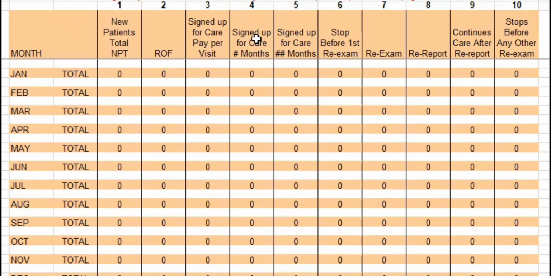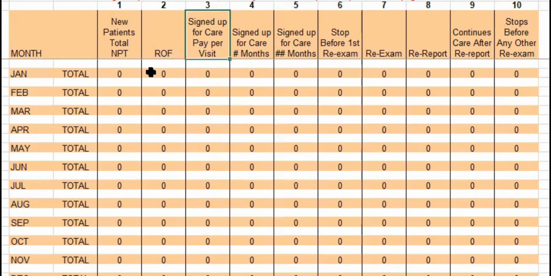Let's imagine you had 10 new patients and you had 10 reported findings. Okay, good. So they're coming back to the reported findings. But everybody is signing up pay per visit. They're not choosing any kind of plan. What does that mean? Well, it means they're not getting the bigger picture. They don't understand the concept of getting healthy and staying healthy. They don't understand the concept of resolving their problems.